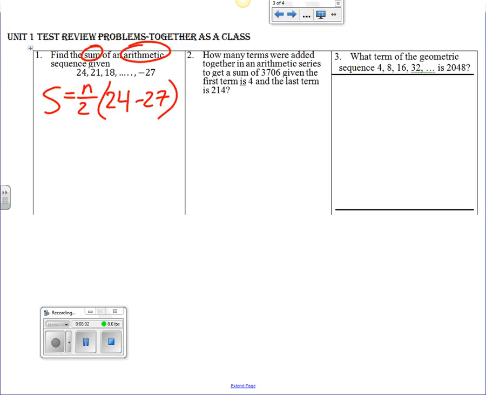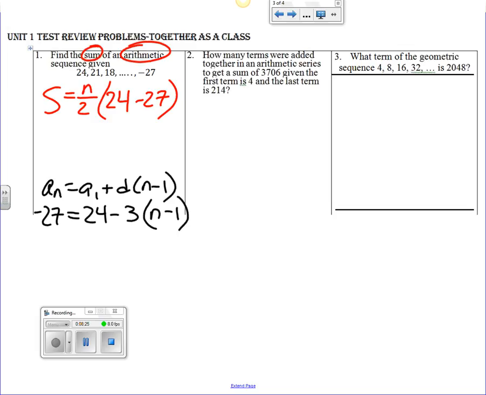Autumn, help me set up the black formula. What would go in for AN? AN is the last term, right? -27. Is it going +3 or -3? -3. And then we don't know N. All right, so I'll draw my line on that one. Cole, what can I do next? Good. Yes, you can. All right, I'll do it that way since you said so.